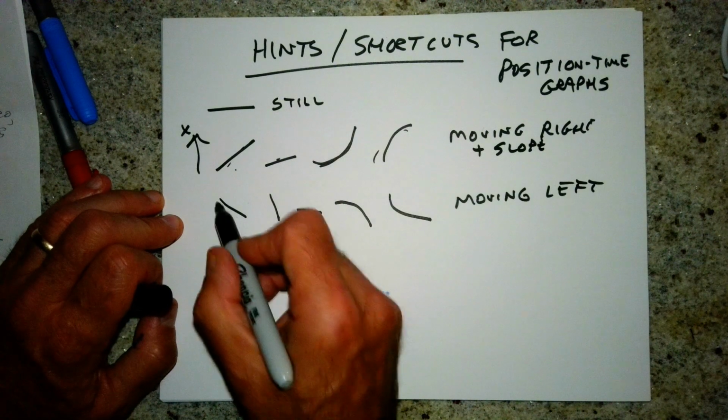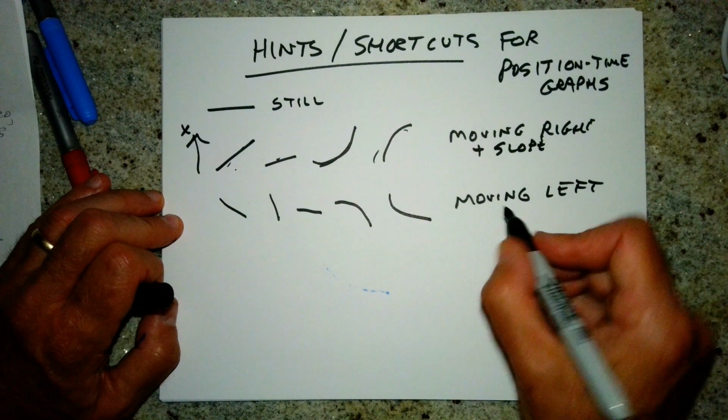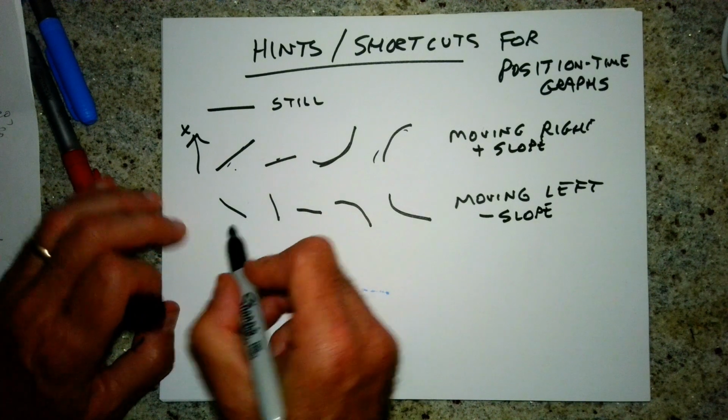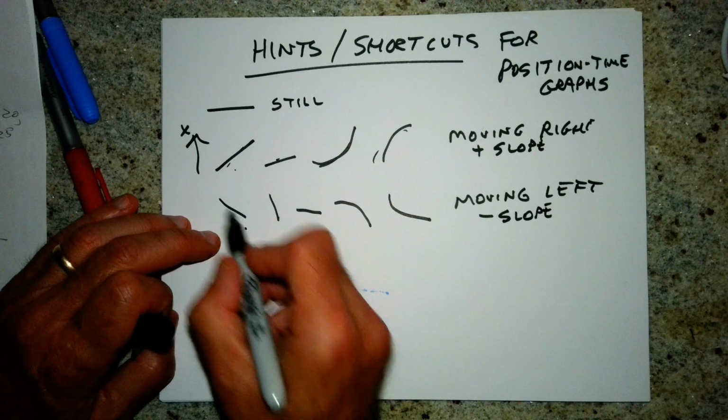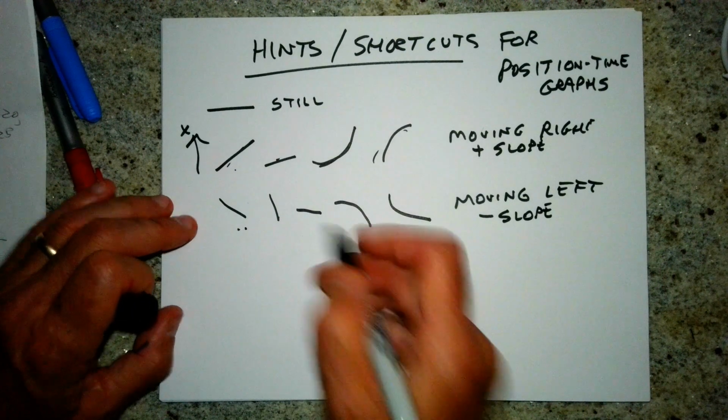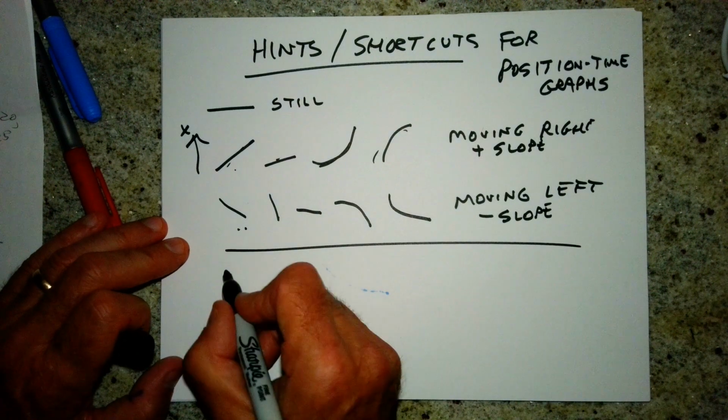For these, if you're going left to right, you're always descending, going downhill. That's negative slope. That always indicates moving left, because as the time ticks off this way, you go up and over, up and over, up and over, the position numbers keep getting smaller. Okay?